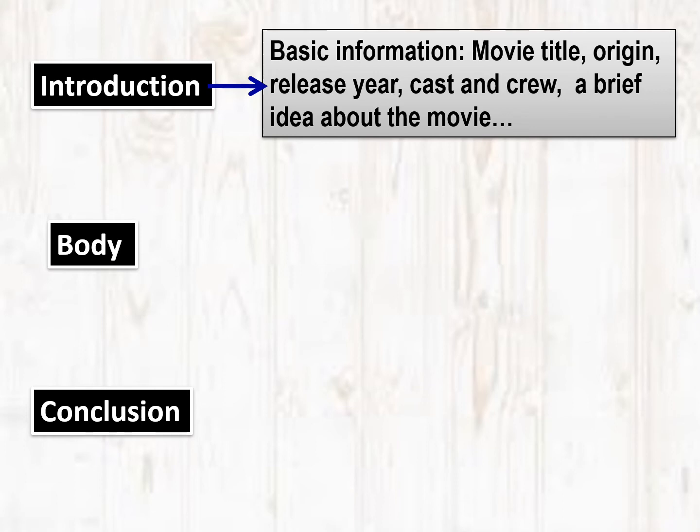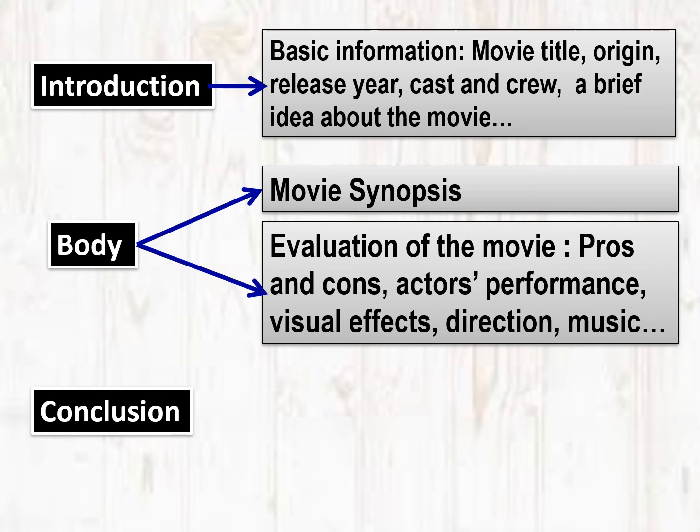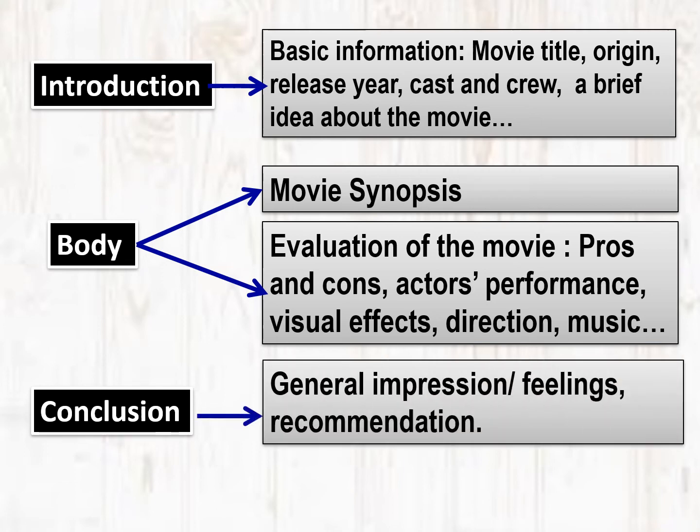The body has got 2 paragraphs. The first paragraph gives us a summary of the movie. We call it movie synopsis. And the second paragraph has got evaluation. It evaluates the movie. It gives us the pros and cons, the good side and the bad side of the movie, the actor's performance, the visual effects. And visual effects are the things that we or artists add to the movie after we're done shooting it. The direction, is it good or bad? The music, good or bad? So it's an evaluation of the movie. And in the conclusion, we get general impression about the movie or the feelings and recommendation. Do we recommend it or not?